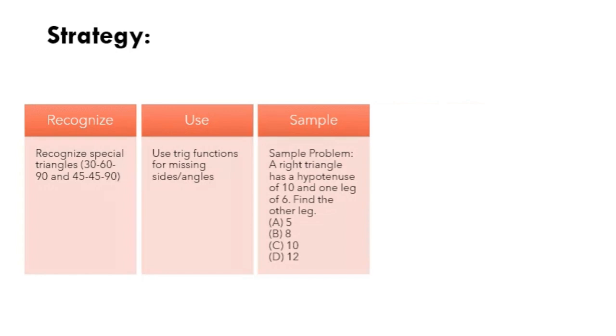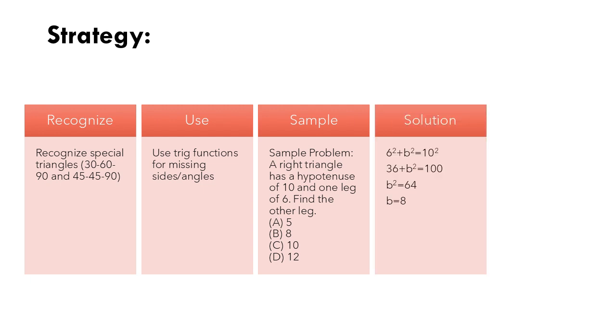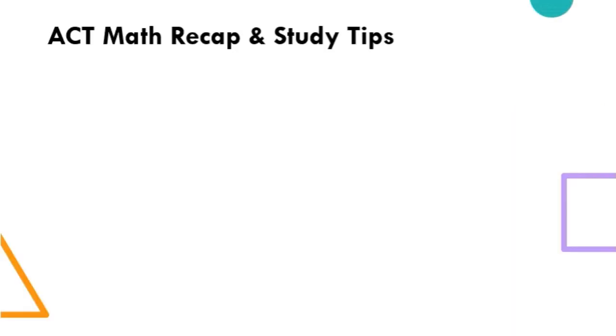Here's a sample problem. A right triangle has a hypotenuse of 10 and one leg of 6. Find the other leg. A, 5. B, 8. C, 10. D, 12. Solution. Use the Pythagorean theorem. 6 squared plus b squared equals 10 squared. 36 plus b squared equals 100. B squared equals 64 and b equals 8. Answer. B, 8. All right, let's wrap it up with some key takeaways to help you crush the ACT math section.